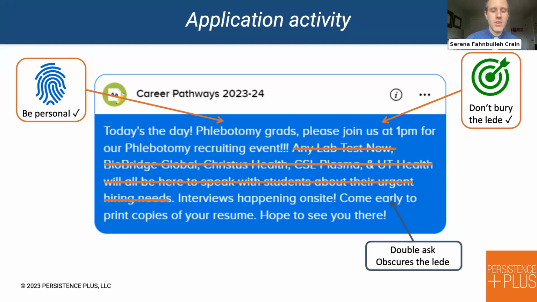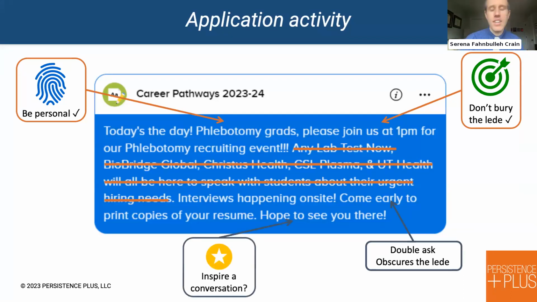So, again, I mentioned before, sometimes there's lots of information, lots of things we need students to do, and sometimes we just need to prioritize. And again, I would say this is the day-of reminder, be short and to the point.